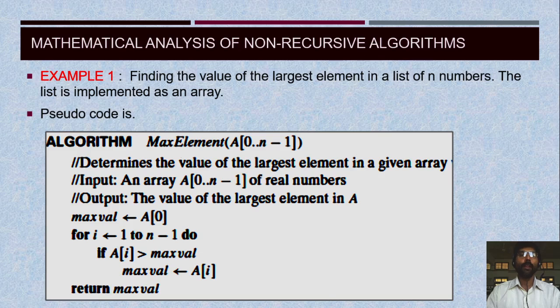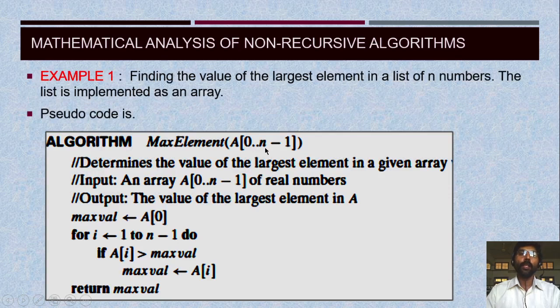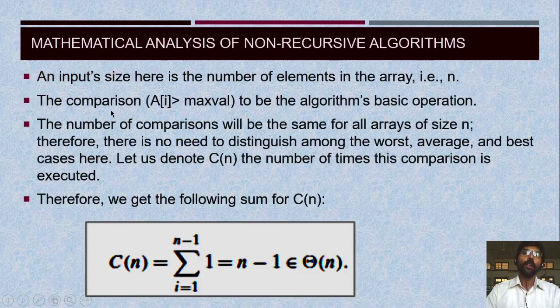Now I have to analyze this algorithm in 5 steps. In the first step, I have to identify the input size. In this algorithm, as the n value increases, as the array size increases, the algorithm execution time also increases. So the input size depends directly on n. So the input size is n, that is, the number of elements in the array.